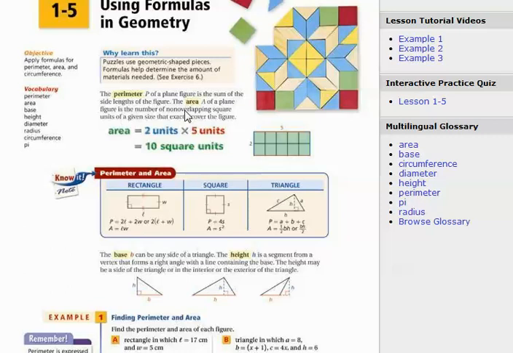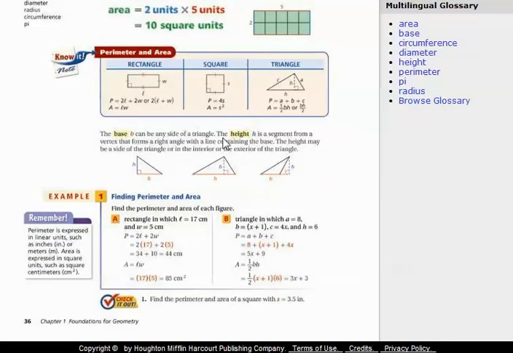Then we have the area. The area of a plane is talking about the space that a geometric figure fills up. Okay, so we have perimeter and area. A couple of important formulas here. And again, you've probably seen some of these before. Perimeter and area of a rectangle. There are the formulas here. It has to do with length and width of the rectangle.